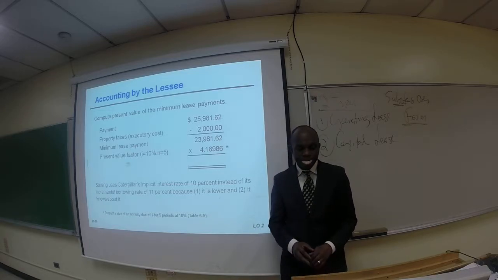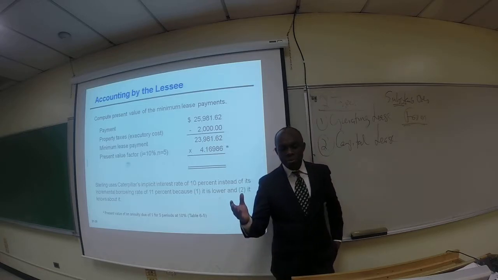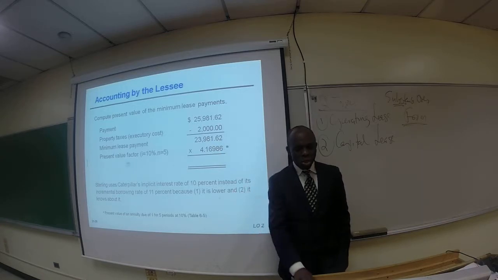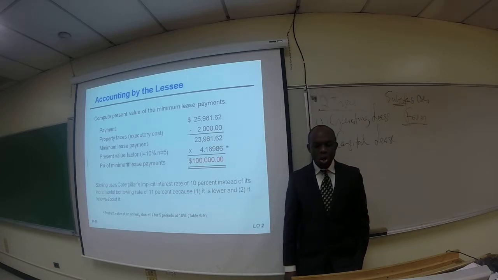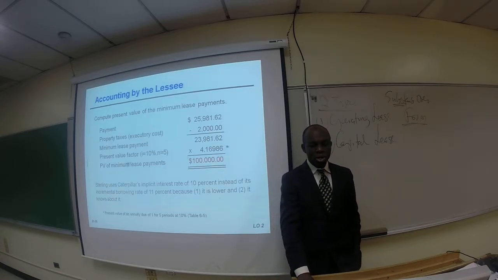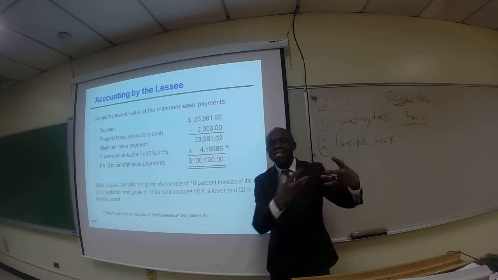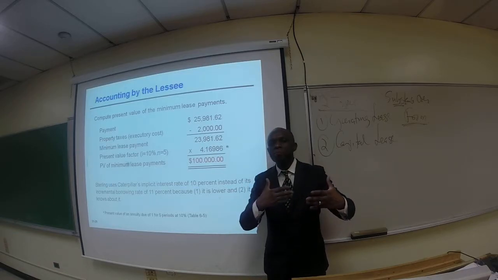Again, this is annuity due. So if you take a look at the table, the present value interest factor is 4.16986. So when we do the math, guess what? The present value of the minimum lease payment is $100,000.